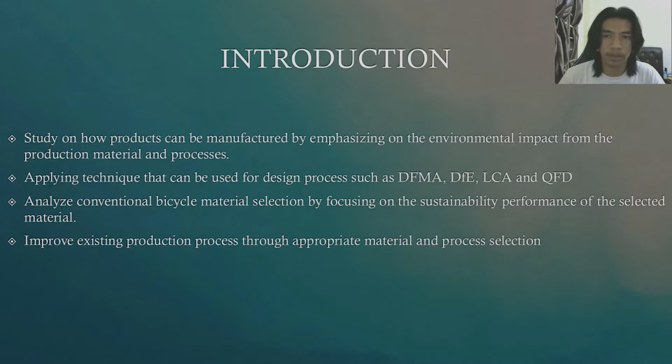and quality. We want to analyze conventional bicycle material selection by focusing on the sustainability performance of the selected material. And we want to improve existing production process through appropriate material and process selection. This can be done by analyzing our result and implementing our finding.